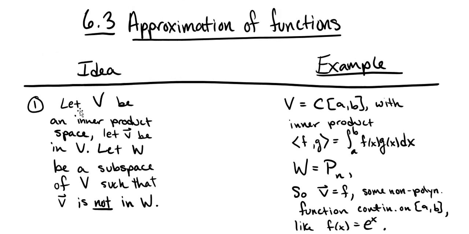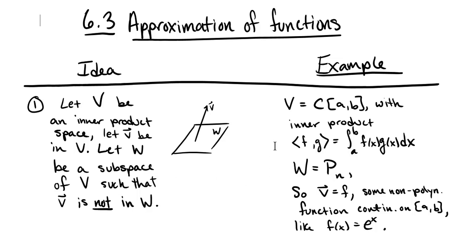First, we're going to think of letting V be an inner product space, so a vector space with an inner product defined on it. And let vector V be some vector in that inner product space, in that vector space. Let W be a subspace of V, such that this vector V is not in W. So the way I'm thinking about it is we have some subspace W, and there's some vector V that's not in W.